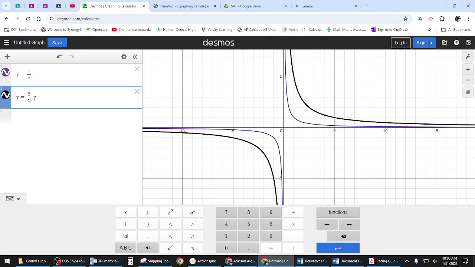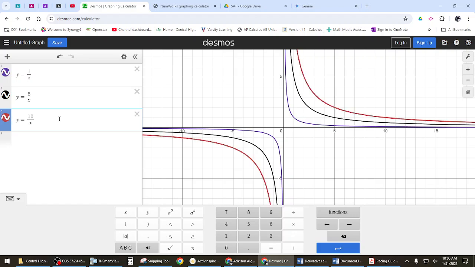I'll put that on here, okay? So I'll leave the 5. The bigger that A gets, the farther it goes out away from the center, okay? And then if we make A smaller, so let's do like 0.5.